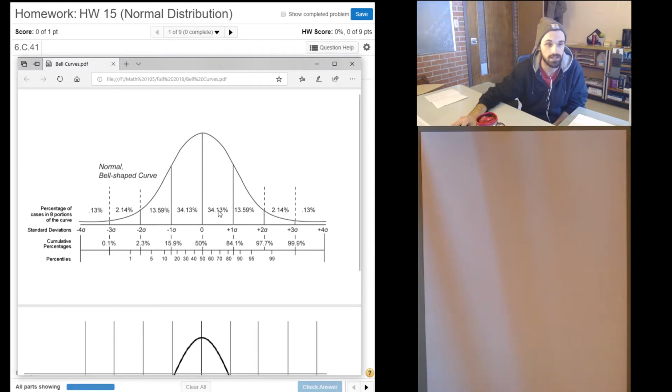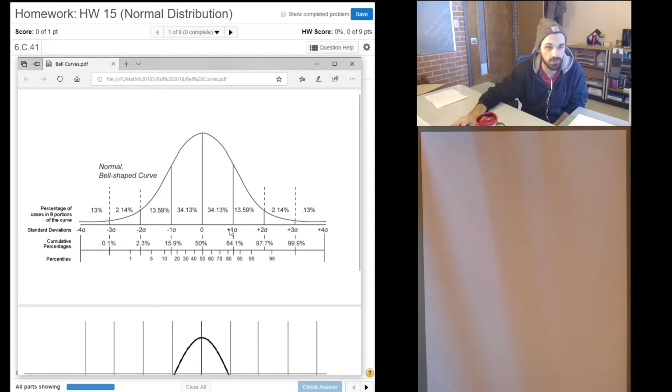So if you take the 34 and change plus the 13 and change plus the 2 and change plus the 0.13 and you add up these percents, you should see that it's 50%, and that's because 50% of your curve is to the right and then 50% of your curve is to the left. And so these percentages listed are the percent of your data that falls in between the listed standard deviations.